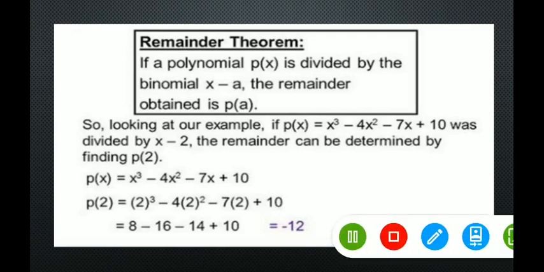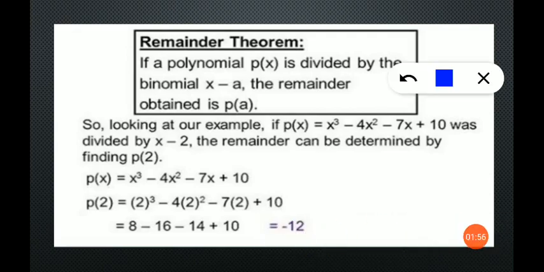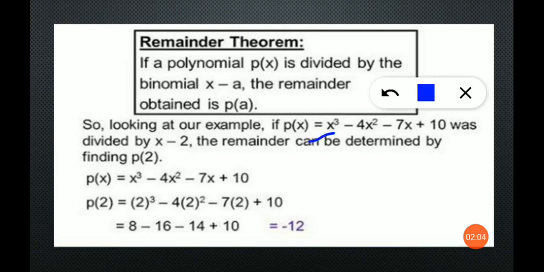Again, the same statement is given. If a polynomial is divided by x minus a, then the remainder is p(a). Consider the example where p(x) is equal to x cube minus 4x square minus 7x plus 10. And this we have to divide by x minus 2. But suppose we have to only find the remainder, we don't need the quotient, then why do the whole process of division? In short form also, we can find the remainder without doing the division.